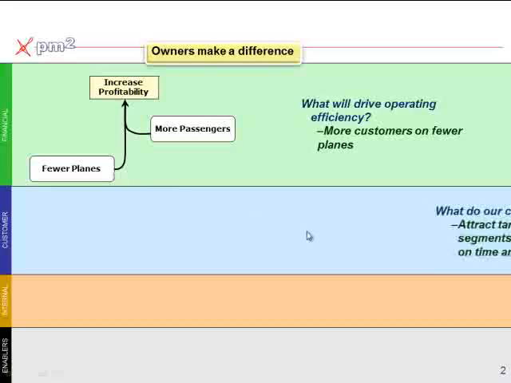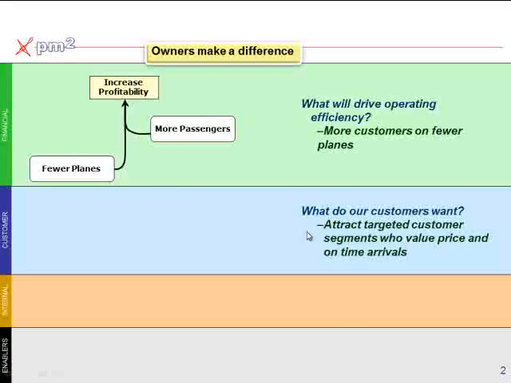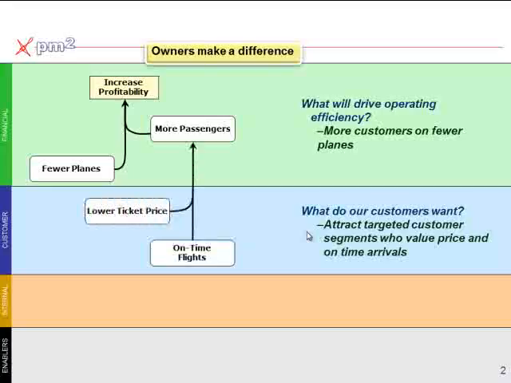Now, to make that happen, they need to satisfy their customers' needs, which in this case might be addressing that targeted sector of customers who want low price and on-time arrivals. As a strategy model, it would look like this. If our flights are on time, it would tend to help us attract more passengers, or if we had the lowest ticket price. Ideally, we should be able to do all of these objectives.